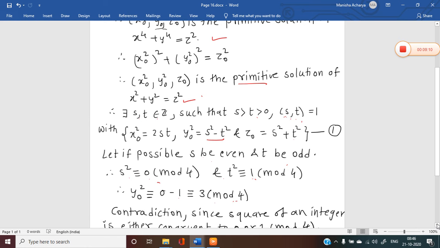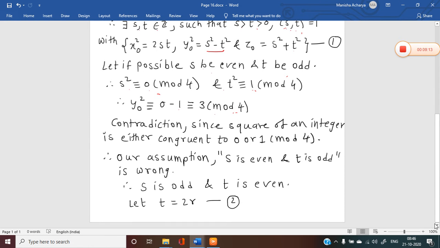So this is a contradiction, as I explained to you in the beginning, that the square of any number is either congruent to 0 or 1 modulo 4. Here we are getting it is congruent to 3 modulo 4. Therefore we arrive at a contradiction, and therefore the assumption that s is even and t is odd is wrong. So remember, over here we have to take s as odd and t as even. Now when t is even, we take the value t equal to 2r, because t is an even value. So consider this as equation number 2. All these equations which are numbered are important because we are going to use them.